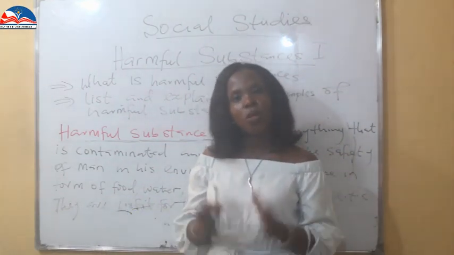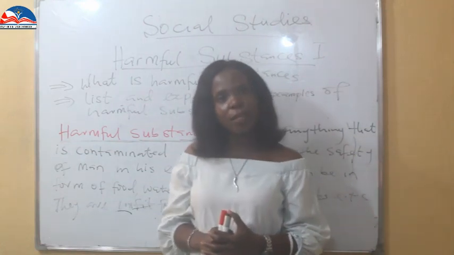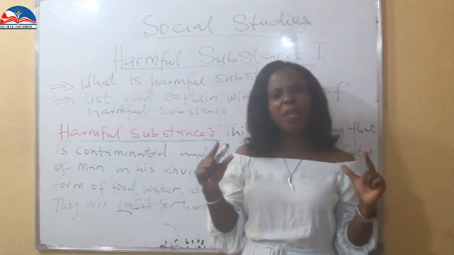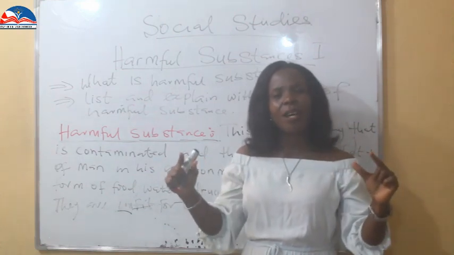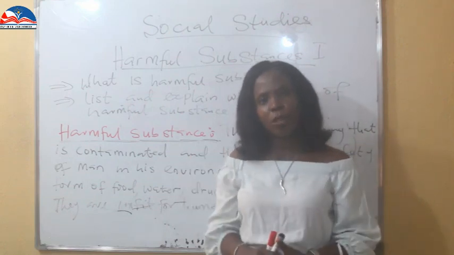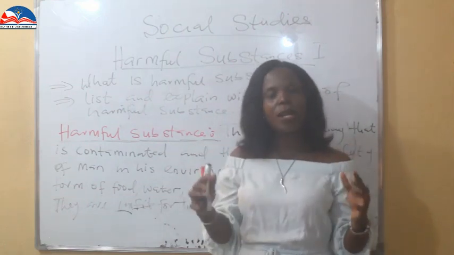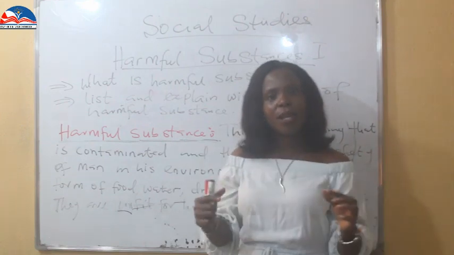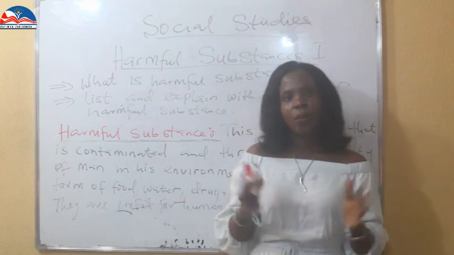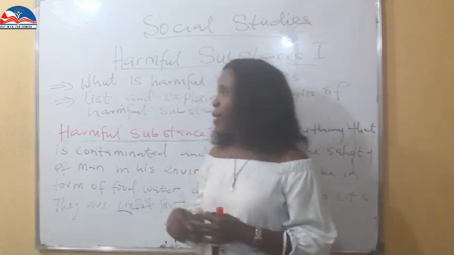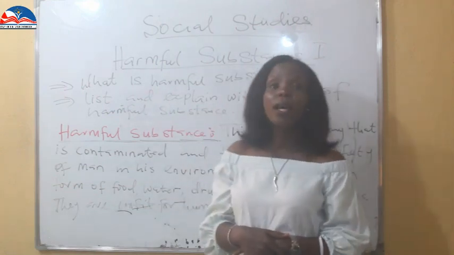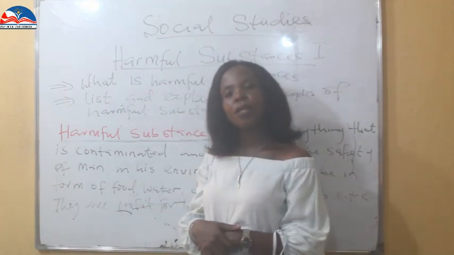Today we're going to talk about substance, harmful substance. When we hear the word harmful, it means it is something that causes a threat to the human body, something that is unfit for us. Harmful substances are things that are not healthy for the body. In our class for today, we have 2 objectives: what is harmful substance, and we're going to list and explain with examples harmful substances.